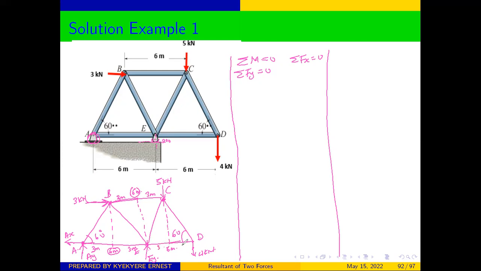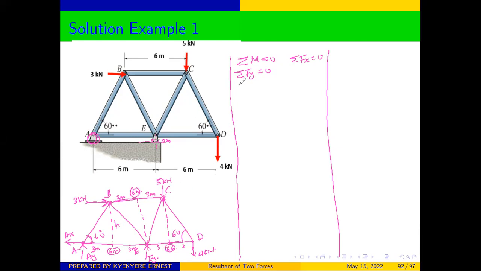This side will be 3, this side will be 3. And from there, if this is 3 meters, and then we want the height, and this angle is 60, then using this angle and this side, we can determine our height.